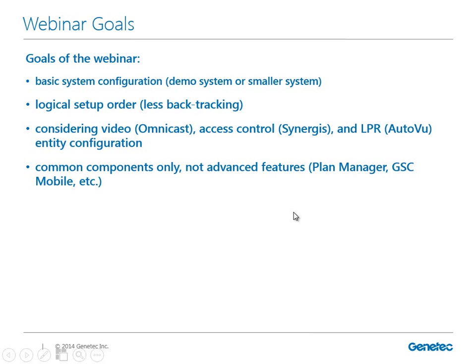Now, since the Security Center system can have three components, video, access control, and LPR, we're going to look at entities for all three. In some systems, you may not need all of them if you only have, for instance, a Synergis component installed, but we're going to cover all three just in case you do have all of them installed there.